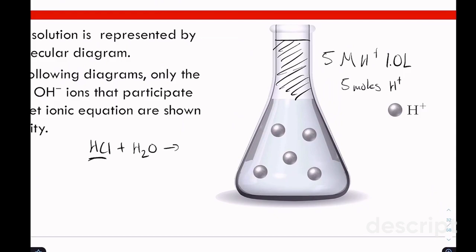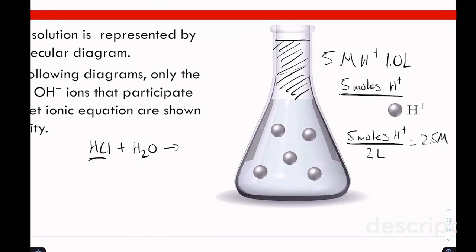Because you're adding more water, and the water has H. But we don't care about water's protons. We're just talking about the HCl protons. The number of moles doesn't change, but if we take the 5 moles and increase the volume to 2 liters, then the concentration changes. It'll be 2.5 molar.